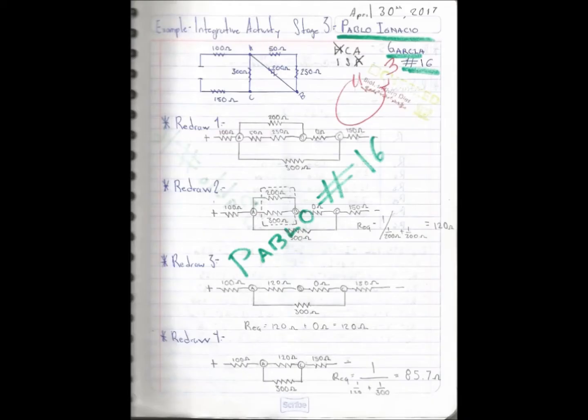Now, for example, I'm going to try to explain the integrative activity, the train stage, that is a mixed circuit problem. So the first step is to redraw the whole circuit until we get the circuits together, like in one equivalent resistance.